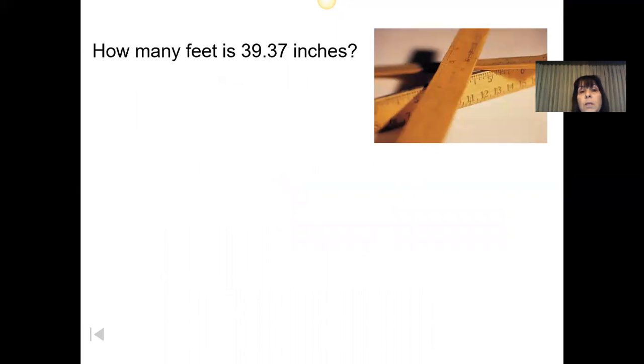I can do this in the English system of units too, our system in the United States, where we have feet and inches instead of meters and centimeters. So again, I would have to look for a conversion factor. The equality for this is that 1 foot is equal to 12 inches.